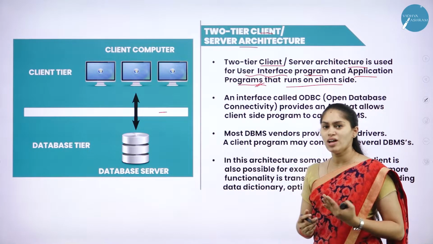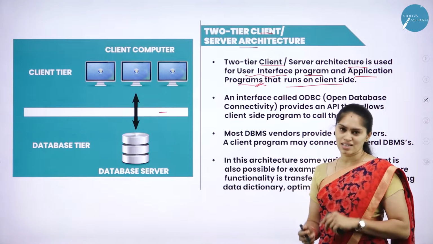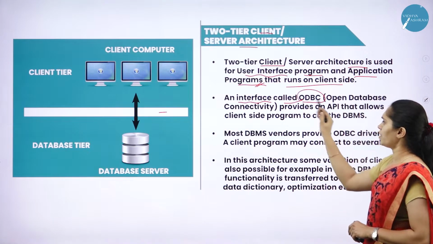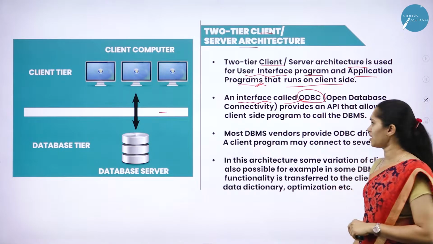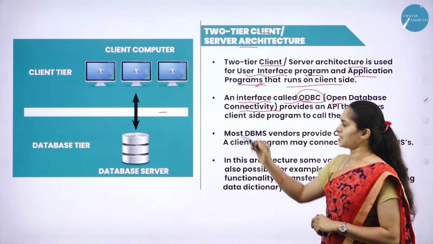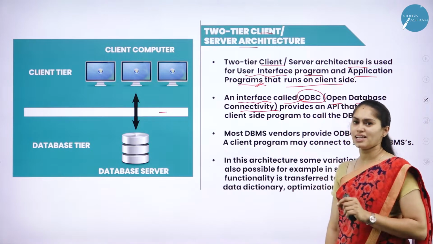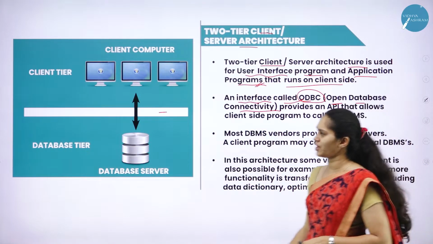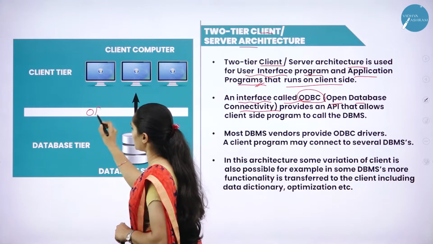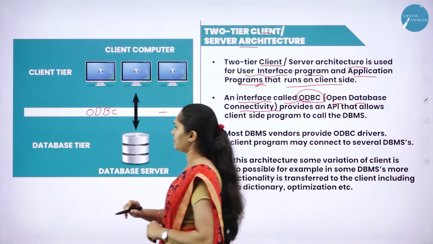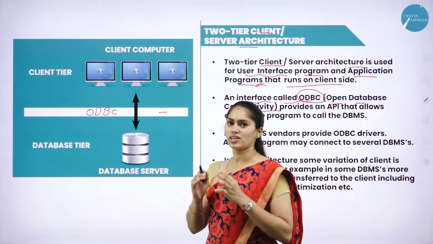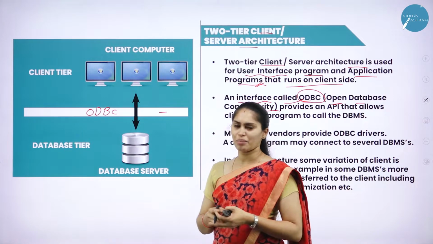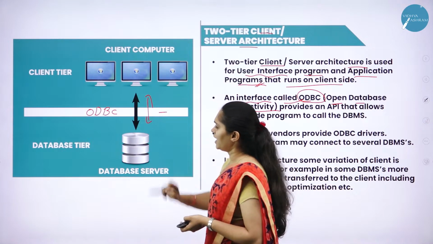Then who is going to act as an intermediate layer? That is ODBC. ODBC is nothing but Open Database Connectivity. This is going to act as the intermediary layer between the database server as well as the client. So you can take that here ODBC will be there, that is Open Database Connectivity. This will get to know what abstraction we have to make in between the clients as well as the database server. As you all can see, it is bidirectional.